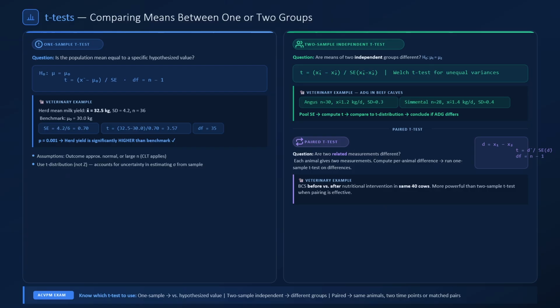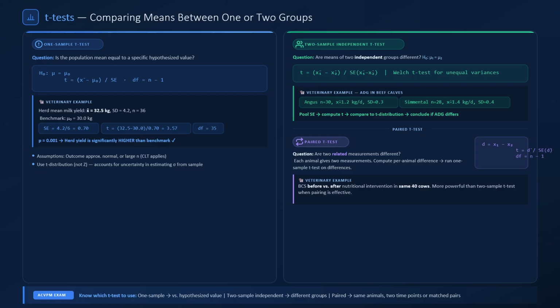Now we get to the workhorses of comparing averages, the t-tests. There are 3 flavors, and the whole game is just knowing which one to reach for. The one sample t-test compares your group's mean against a fixed benchmark, like checking your herd's milk yield against an industry standard. The 2 sample independent t-test compares 2 separate groups, say Angus calves versus Simmental calves.